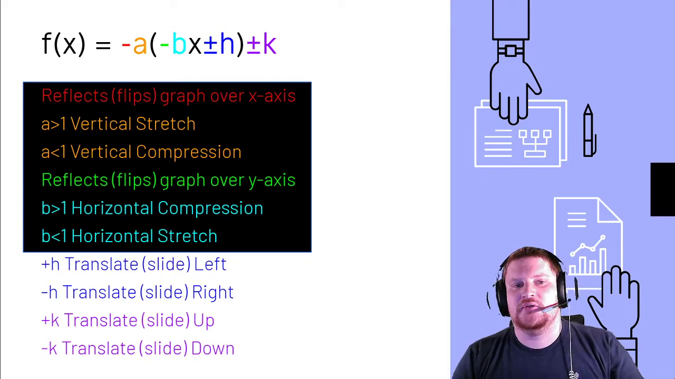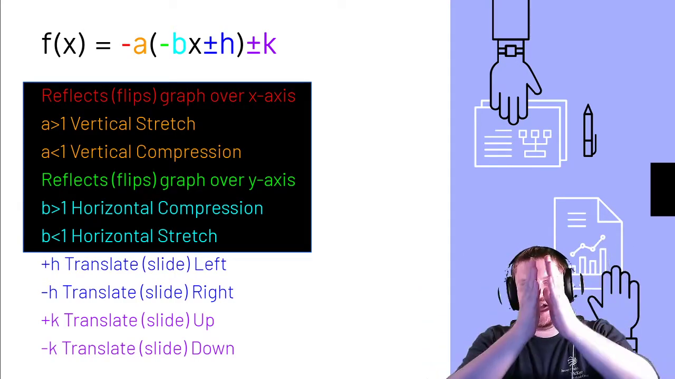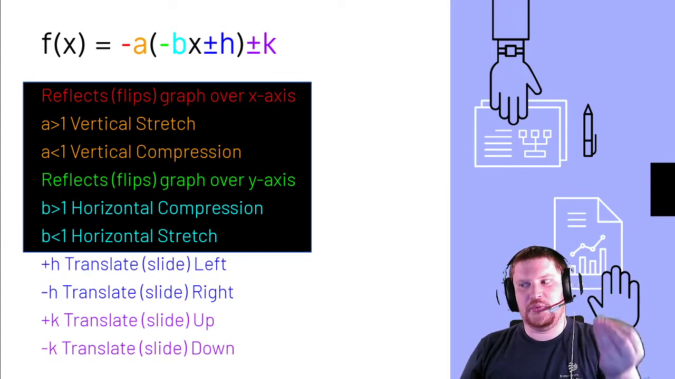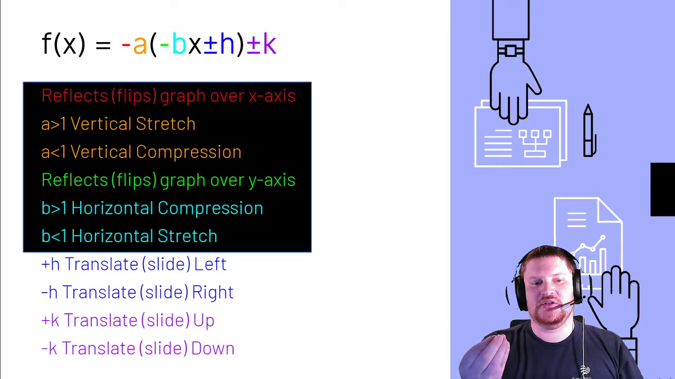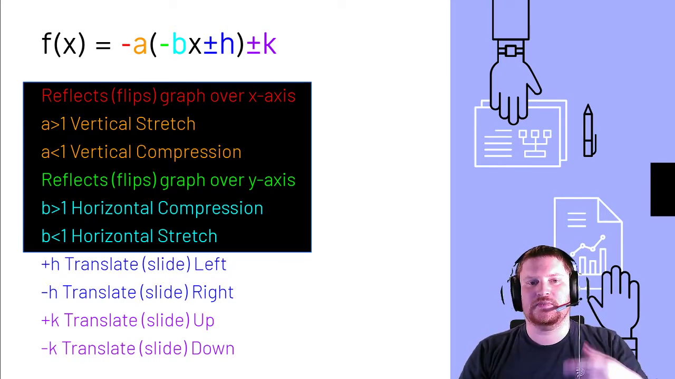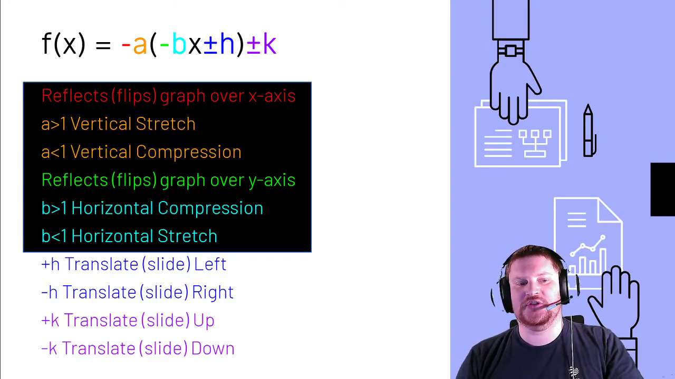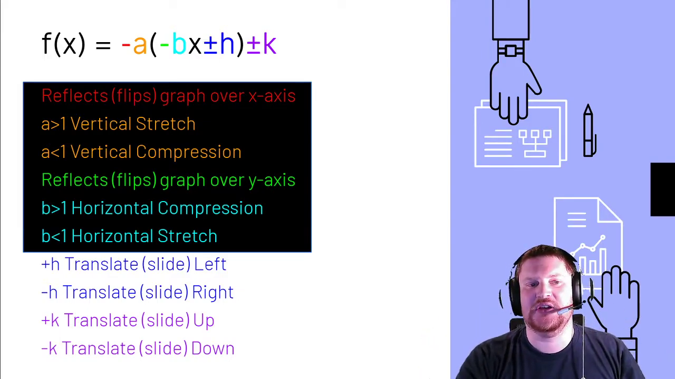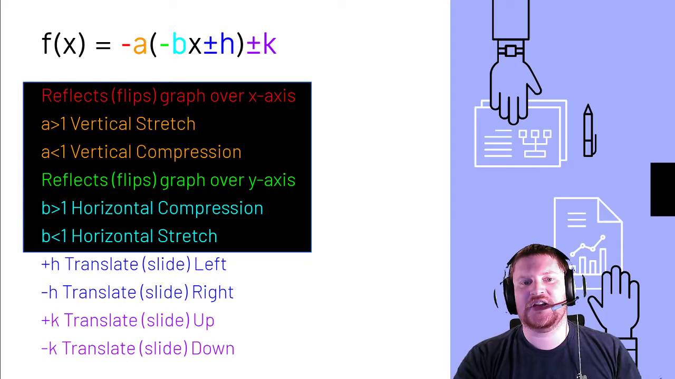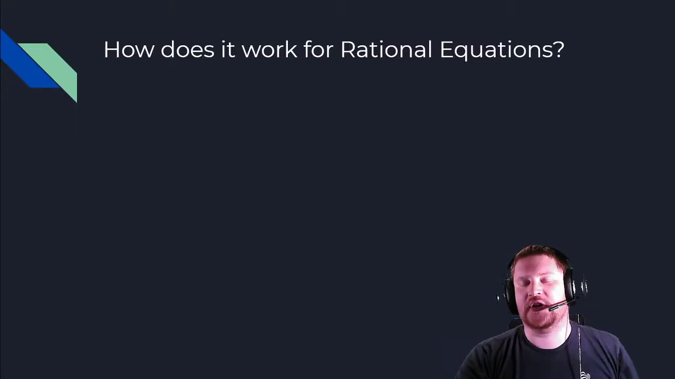But remember, outside is a vertical transformation, inside is horizontal. Multiplication is a stretch or compression. Addition or subtraction is a translation. A negative sign is a reflection. That's really it. There's those 6 transformations. Location and type tells you everything you need to know. So let's take a look at how this specifically relates to rational equations.